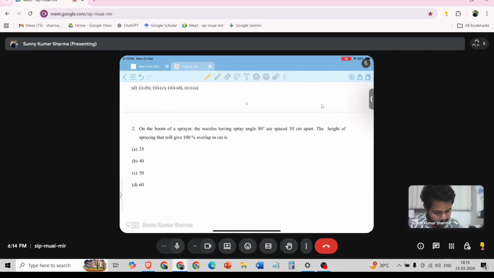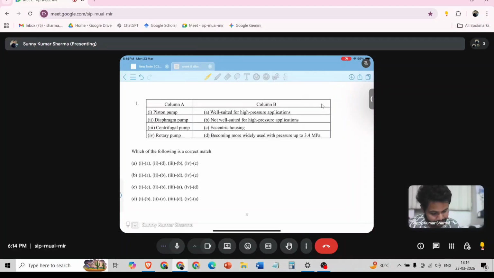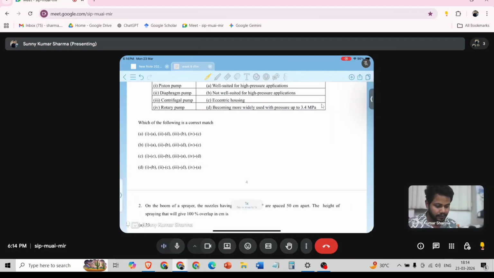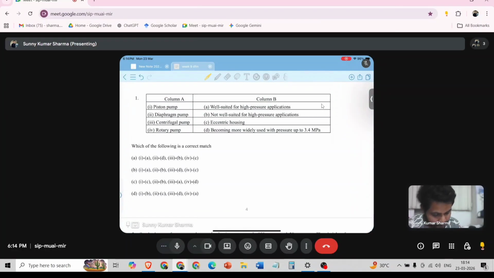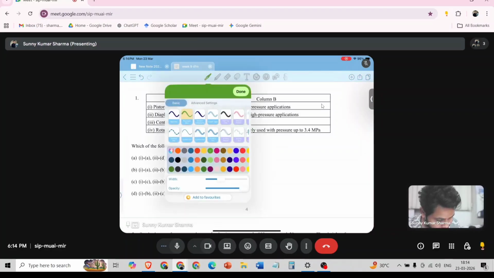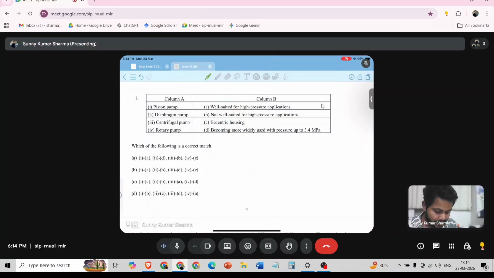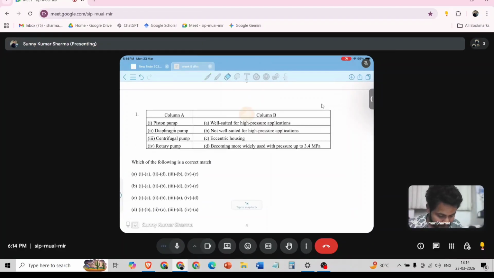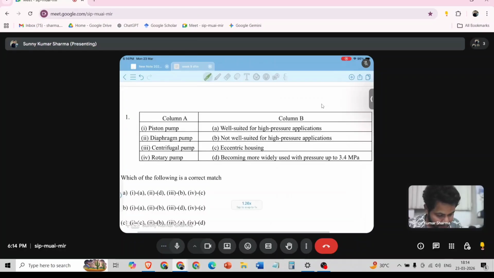After this we will solve two questions, then we will move to the next topic. From that discussion we can solve this question regarding piston pump, diaphragm pump, centrifugal pump, and rotary pump. So piston pump will match in which column? In which row?